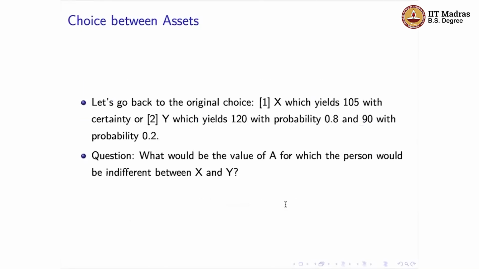And the other way in which we can do it is that we can actually have a higher value of A, right? So let's go back to the original choice. Remember that X was giving 105 with certainty if you had put in 100 in X, and Y was giving you 120 with probability 0.8 and 90 with probability 0.2. But now what we are doing is that we are changing the value of A, right? So we are saying, let's allow the value of A to be whatever you want. We want to find out what's the value of A for which this person is going to be indifferent between X and Y. So we need to evaluate the utility of these two different choices as a function of A, right?